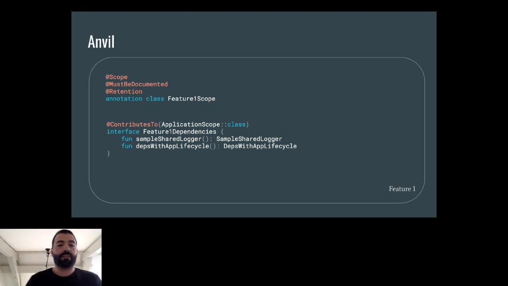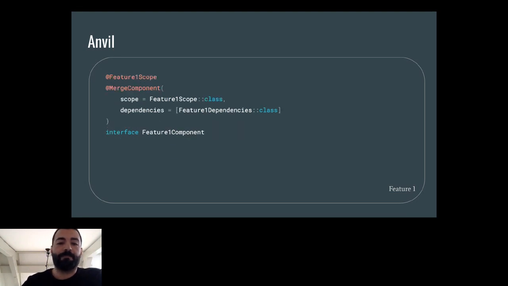And you can see that there's the annotation contributes to application scope again. This will make the component extend this interface or implement it, depending on the type. Why this is important, I'm going to show a little bit later. The important thing here is to keep this dependency with app lifecycle in mind.